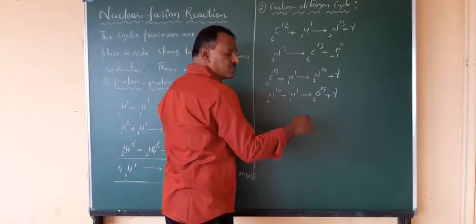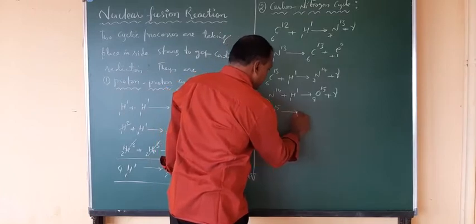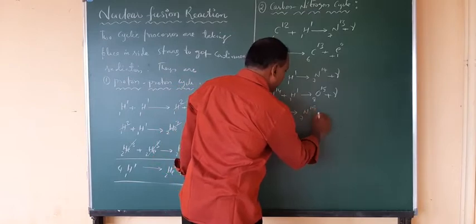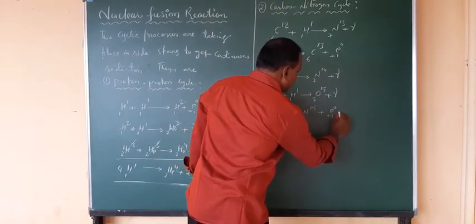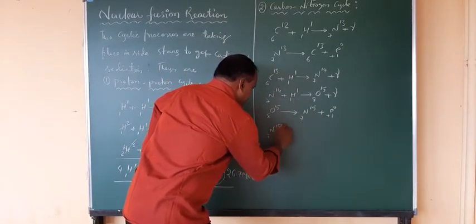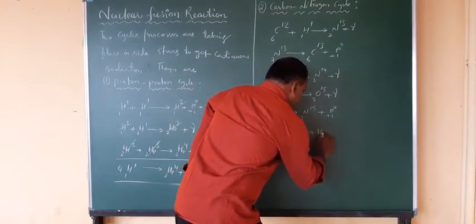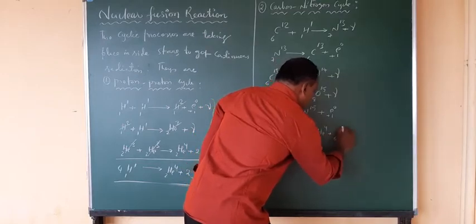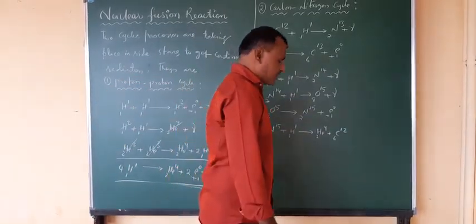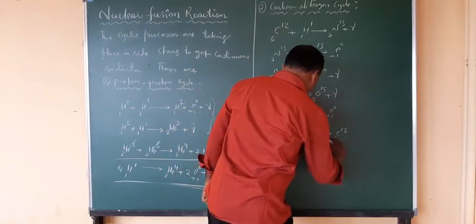This oxygen isotope is highly unstable, and oxygen-15 gives you nitrogen-15 (7N15) along with a positron. Now this nitrogen-15 isotope combines with one more proton and gives you helium-4 (2He4) plus carbon-12 (6C12). So this is the observation in this reaction.